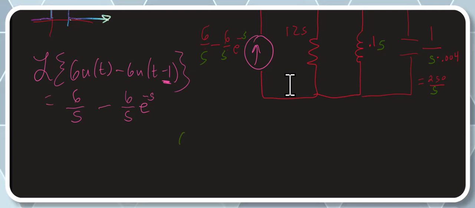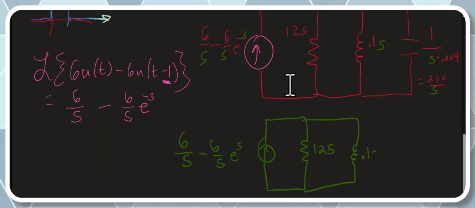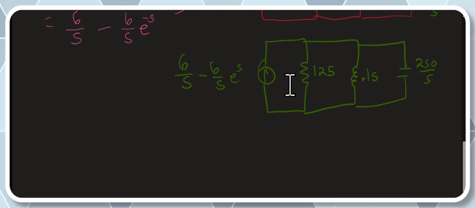So now we have 6 over S minus 6 over S e to the minus S as our current source. We have a resistor of 125 and an inductor of 0.1 S and a capacitor of 250 over S. And then we could do something like current division if we wanted to find the current through one of these, or we could find the voltage across one of them or something like that.